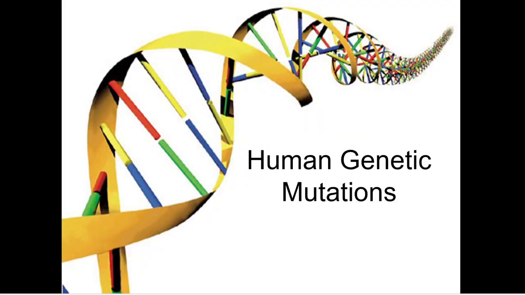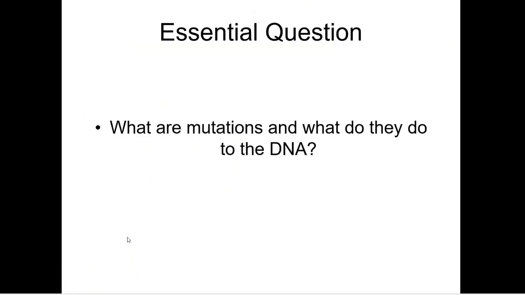Okay, so we're going to talk about human genetic mutations. What are the different things that can cause a mutation in our genes? And remember, those mutations are like a change in a word of a sentence, and so it causes the proteins that are made, when we talked about protein synthesis, to not make sense, right? It makes it a totally different protein, okay? So our essential question for this is, what are mutations and what do they do to the DNA? Make sure you put that at the top of your notes, okay?